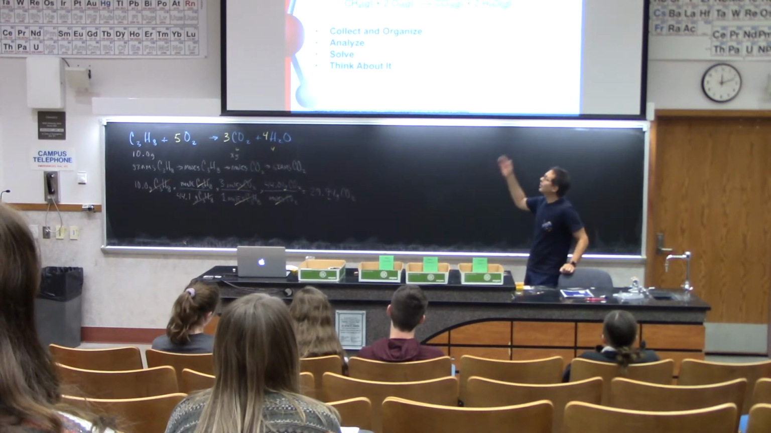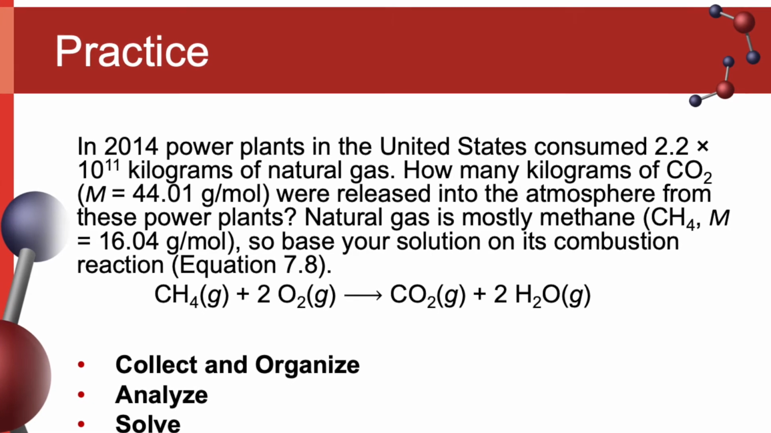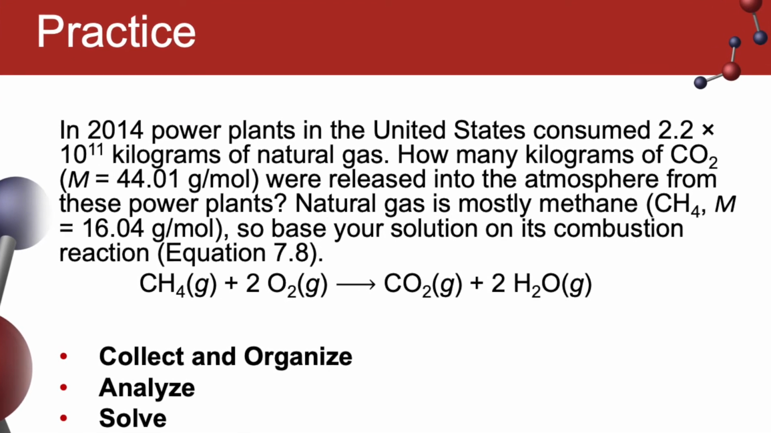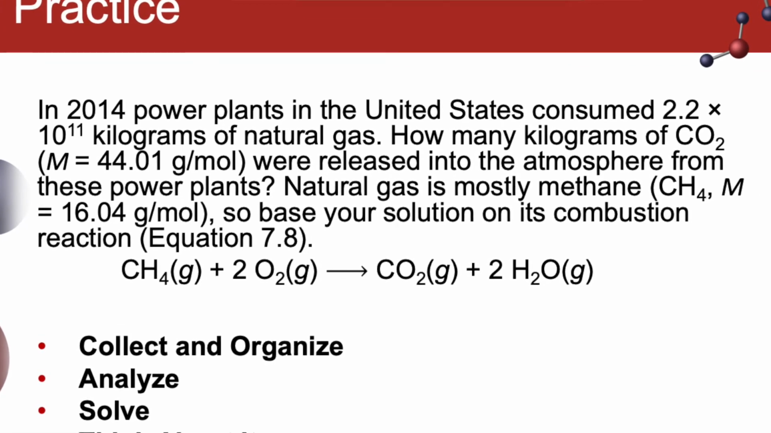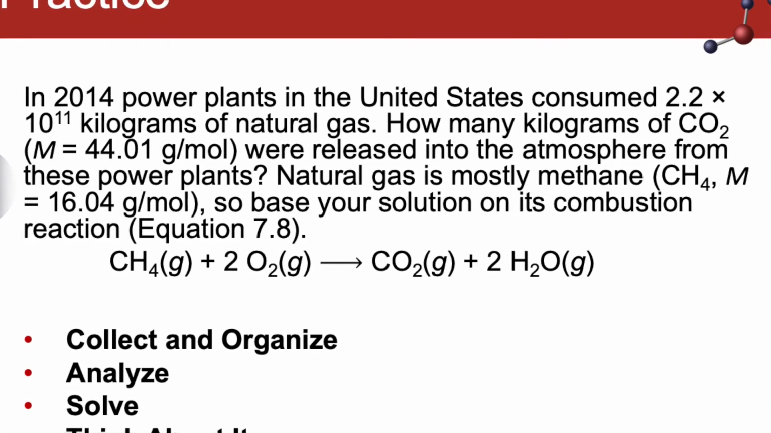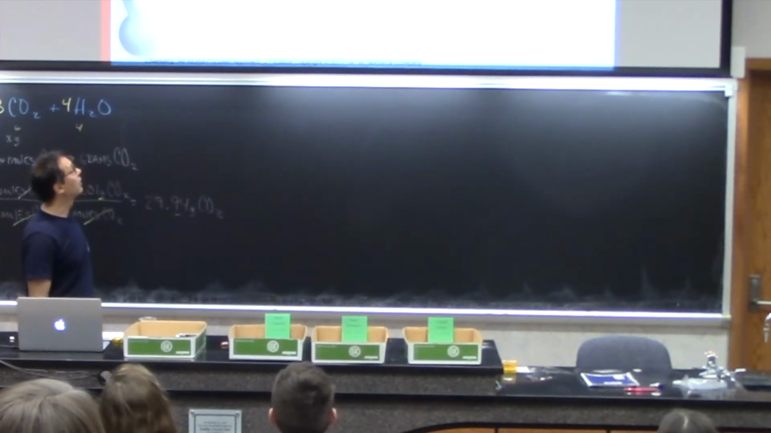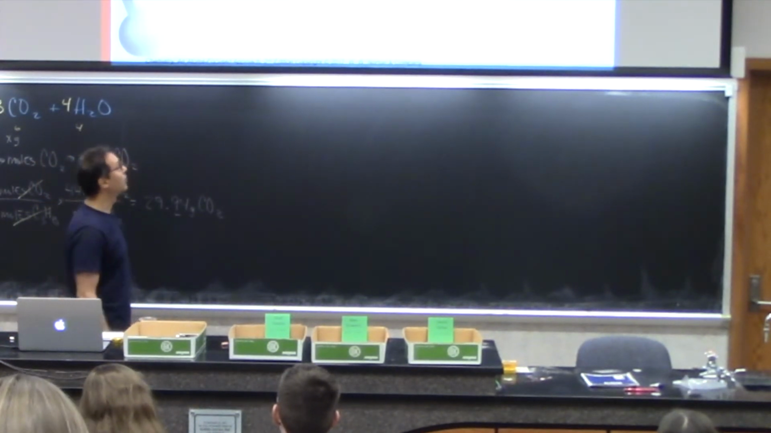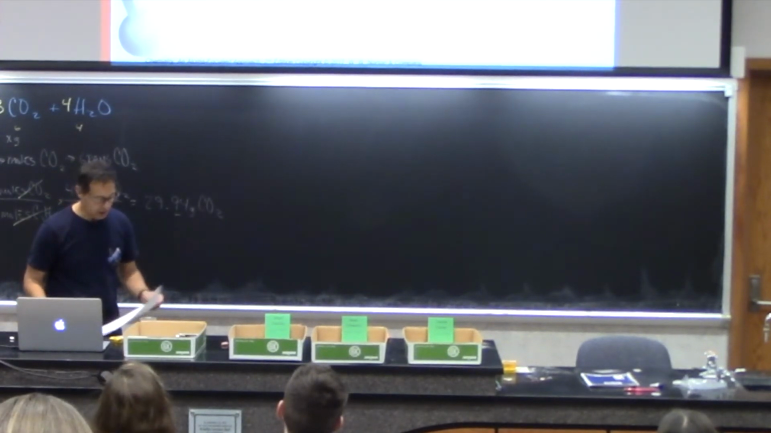And so here is a little bit of information here. In 2014, power plants in the United States spewed out 2.2 times 10 to the 11th kilograms of natural gas. How many kilograms of carbon dioxide were released into the atmosphere from all of this? This is a calculation we can do. And we'll start out by balancing our chemical equation. We'll take methane plus oxygen, gives us carbon dioxide and water. So we'll balance that, write that out.